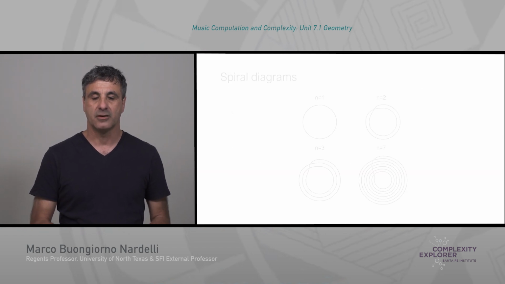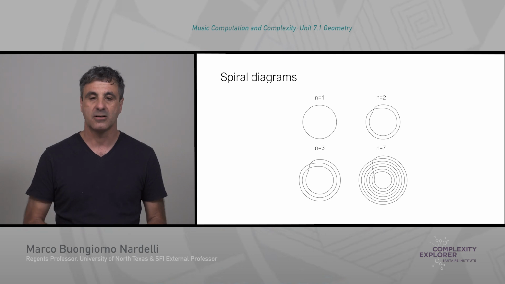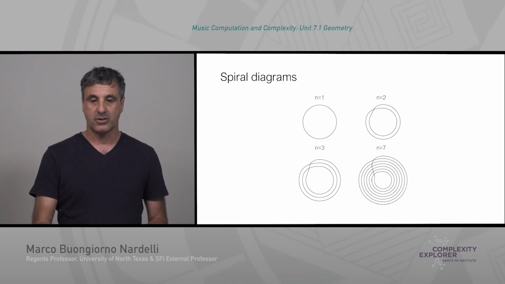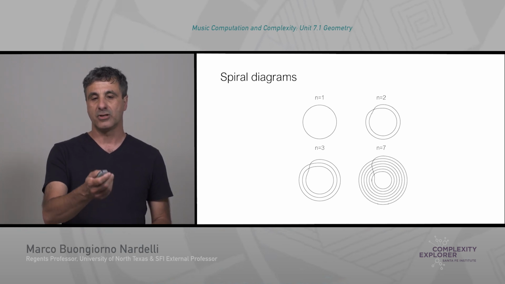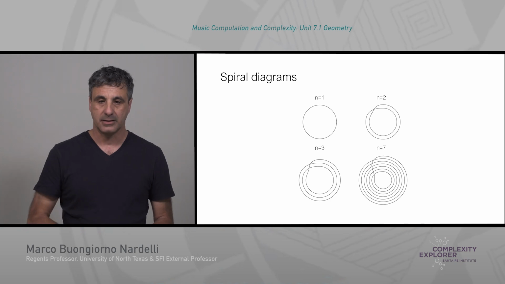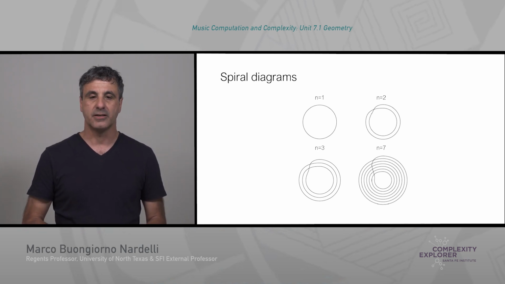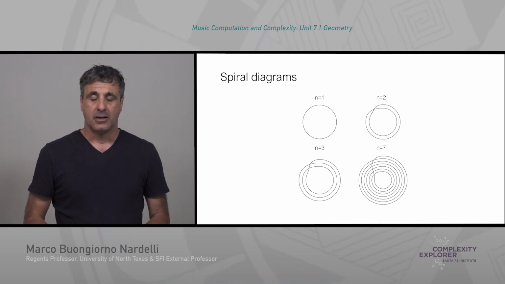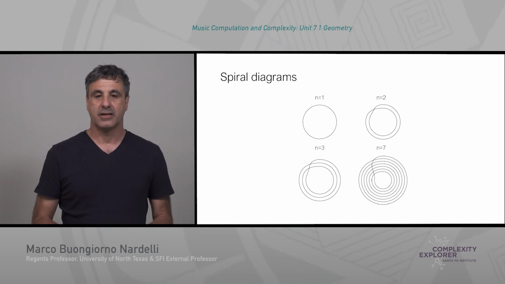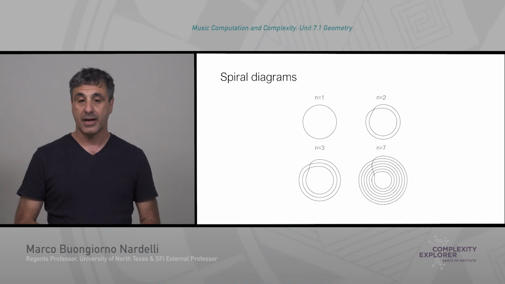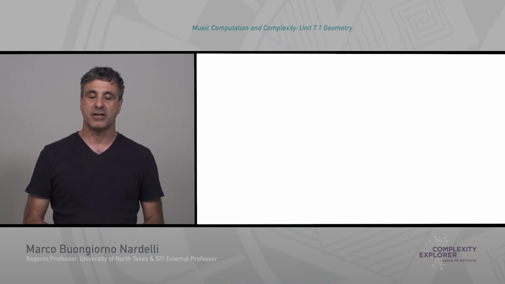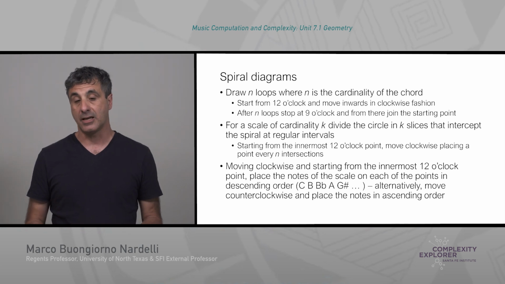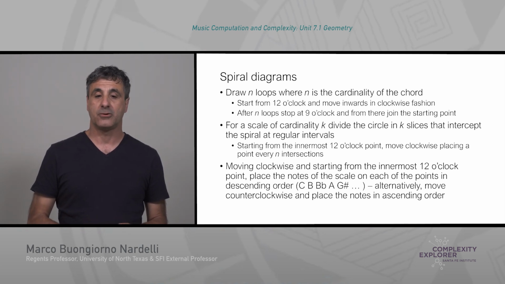And so here you see a representation, again, in the same image here. You start from 12 o'clock, you go inward clockwise, and then you get to 9 o'clock, and then you join another loop in order to close the 2-loop spiral. So this is the skeleton of a spiral diagram. Now we need to populate the spiral diagram with notes or chords. And so here we need to distinguish between the number of notes in the chords and the number of notes in the scale. And so let's talk now about the notes in the scale.